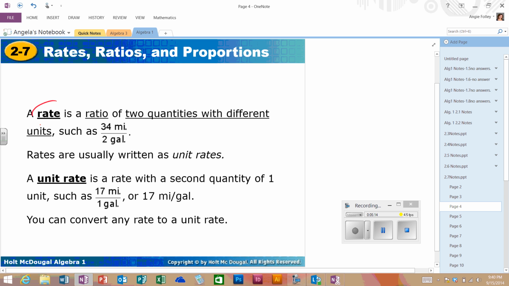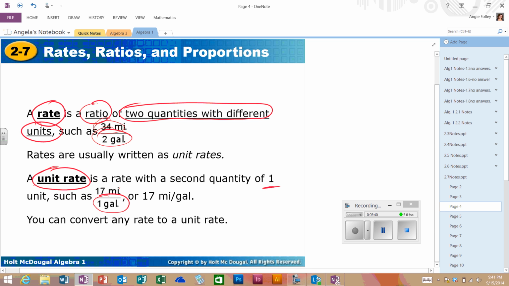A rate, okay, new vocab, is a ratio of two quantities with different units. For example, 34 miles to 2 gallons is a rate, okay? A unit rate is a rate when the second quantity is 1. So, for example, 17 miles per 1 gallon. That's a unit rate when the bottom is 1. You can convert any regular rate to a unit rate, and we're going to look at that now.